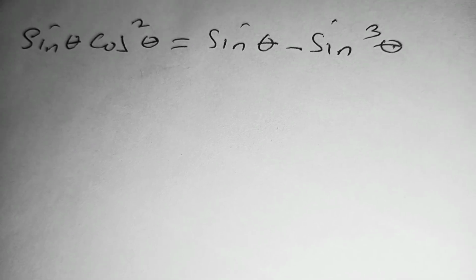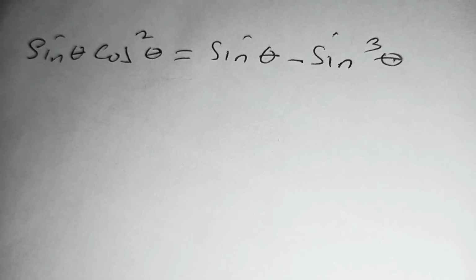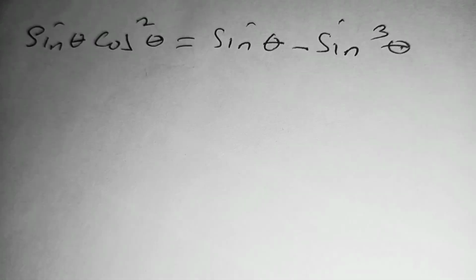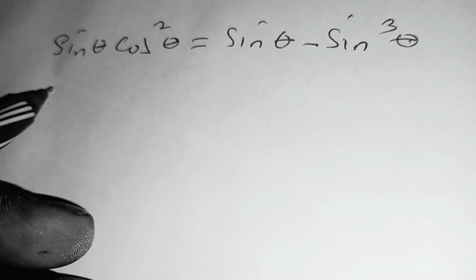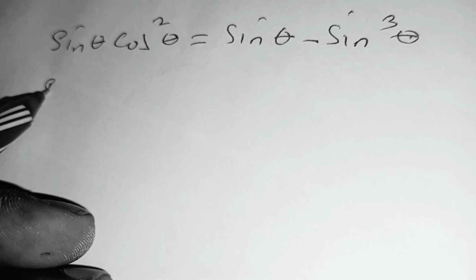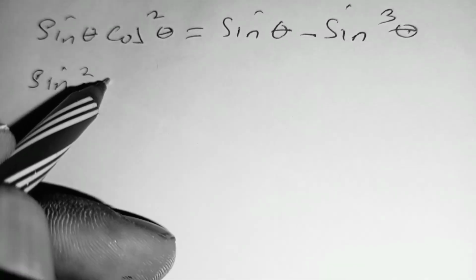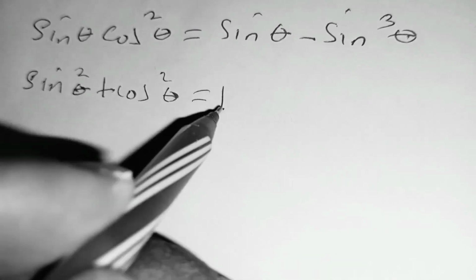Prove that sin theta multiplied by cos squared theta is equal to sin theta minus sin cubed theta. So we will prove by considering the left hand side. From the left hand side, we make use of the identity that sin squared theta plus cos squared theta is equal to 1.